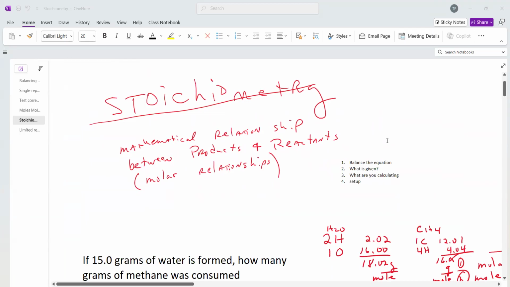I'm going to talk about stoichiometry today, and then with a subsequent dry lab next week, we'll reinforce what we're doing today. The word stoichiometry means the mathematical relationship between reactants and products.